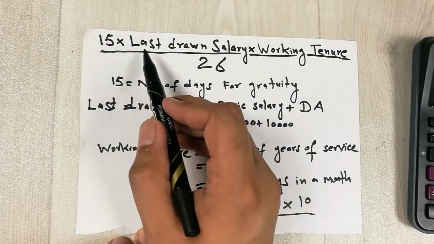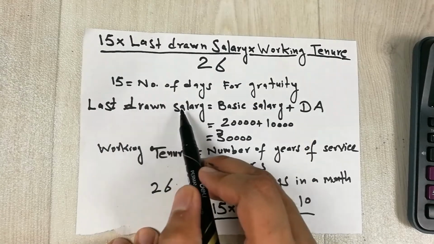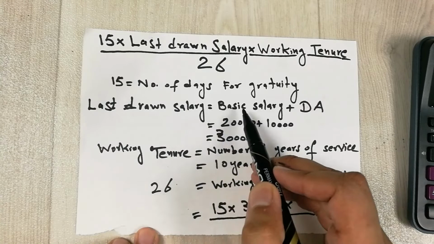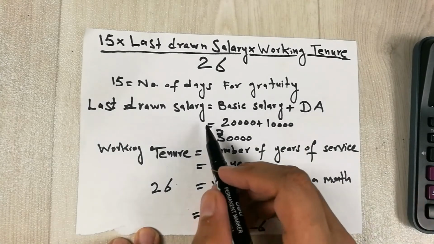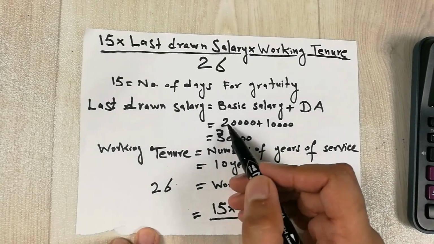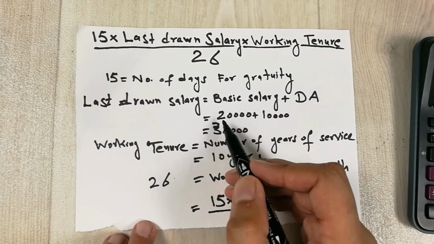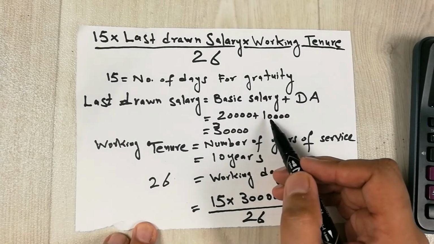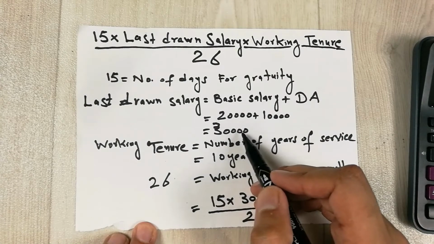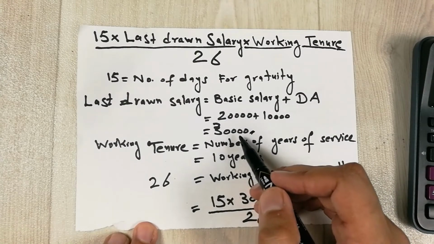The second part of the formula is last drawn salary. So guys, last drawn salary is equal to basic salary plus DA. Okay, so here I put some number. So for example, just for an example, your basic salary is 20,000. Then we add it with your DA. Let's say your DA is 10,000. So total will be 30,000. So 30,000 is your last drawn salary.